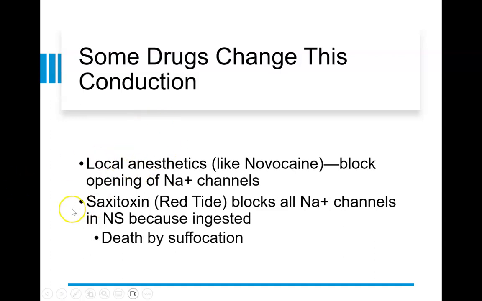Now, on the other hand, we have things like saxitoxin, which is present in red tide. If you live in places like Florida during certain parts of the year, red tide can be pretty common. And generally, they will tell you not to eat any fish or seafood that may have come from areas that have red tide. And the reason for this is because saxitoxin basically blocks all of the sodium channels in the nervous system, because you've ingested it. And because of that, no action potentials will happen, and people who eat red tide infected food can potentially die by suffocation.